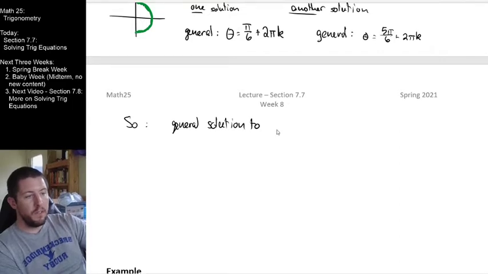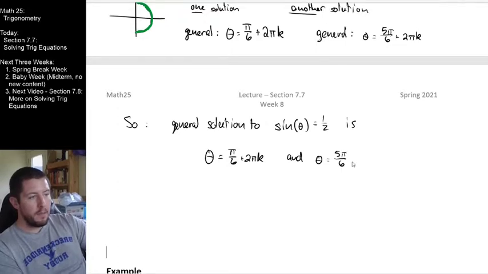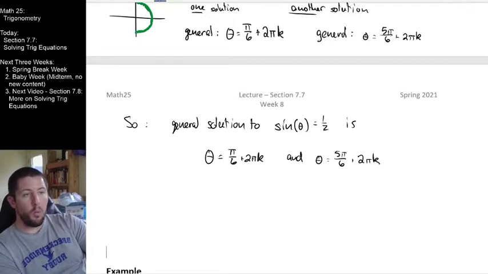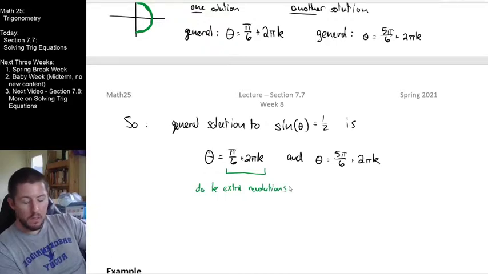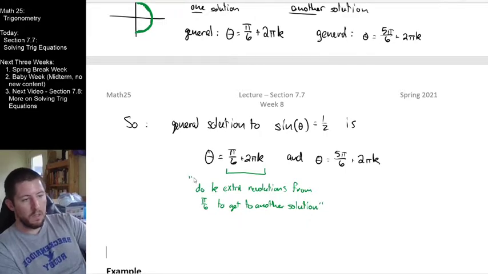So our overall general solution to sine of theta equals 1/2 is theta equals pi 6 plus 2 pi k, and theta equals 5 pi sixths plus 2 pi k. And I want to break this down in words real quick to make sure that we can read this here. And when I say a revolution, I really mean 2 pi radians.